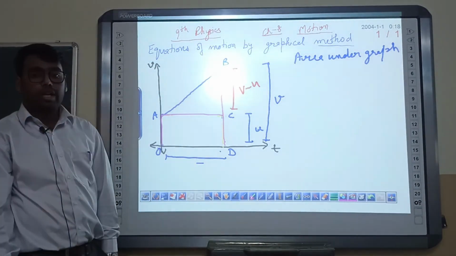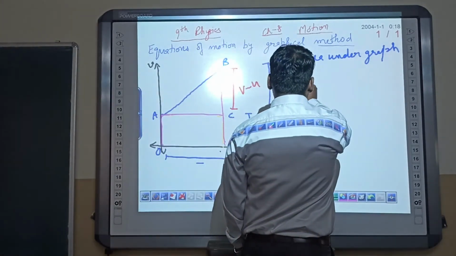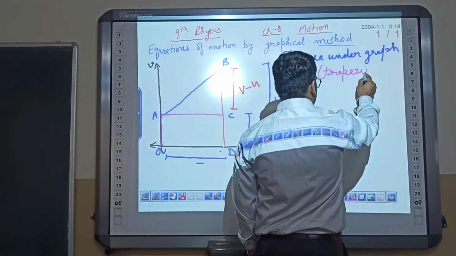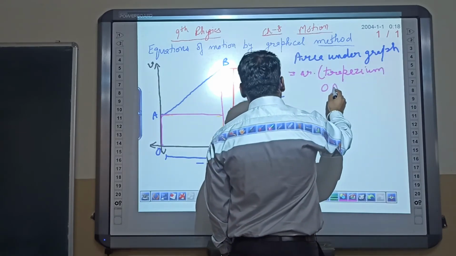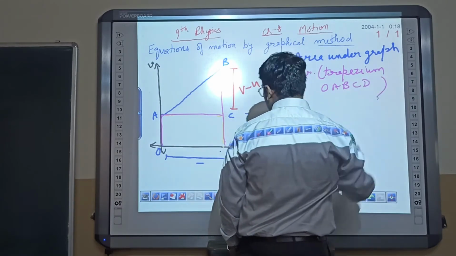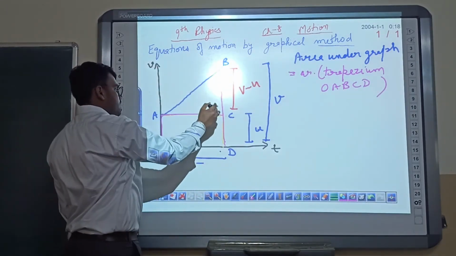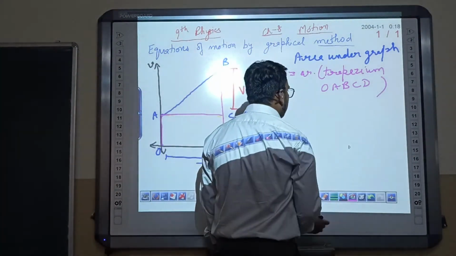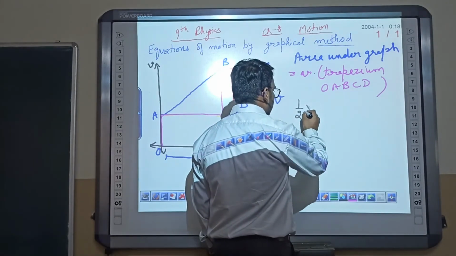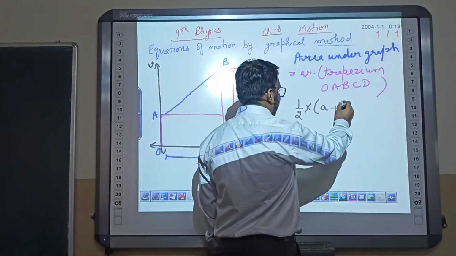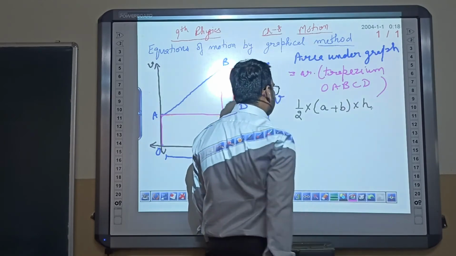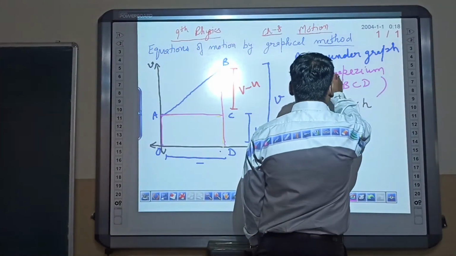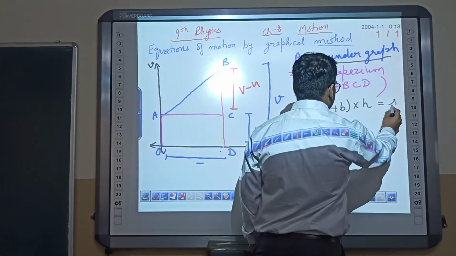So what is the formula for area of trapezium? I will write it as area of trapezium OABCD. This trapezium. And what was the formula for area of trapezium? Answer is half into sum of parallel sides into height. Is this okay? And what physical quantity do we get by area under graph? Answer is, we get displacement.